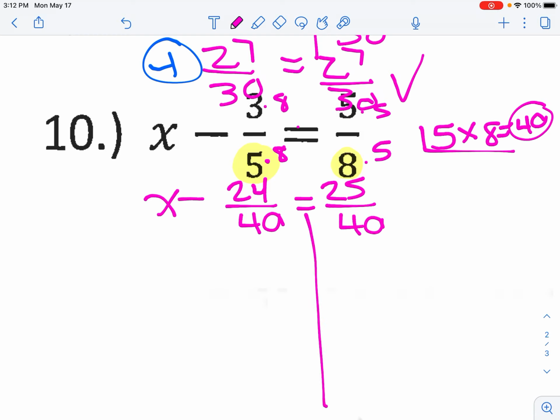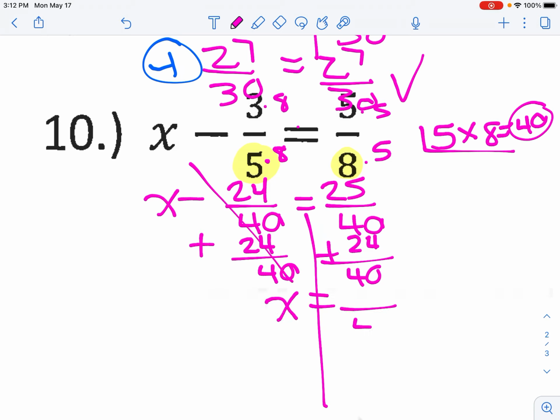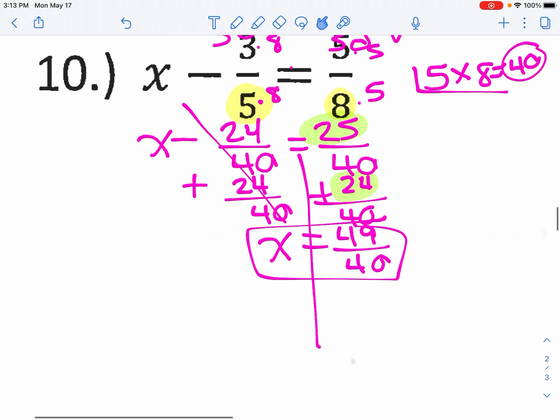Draw your mirror. We have to get the x all by itself. So we're going to do the inverse of subtraction, which is addition. If I add 24/40 to the left, I have to add 24/40 to the right. Show me your cancellation. Negative 24/40 plus 24/40 is 0, so that cancels. On the right side, add your numerators. So I'm looking at 25 and 24. 25 plus 24 is 49. So I think x equals 49/40.